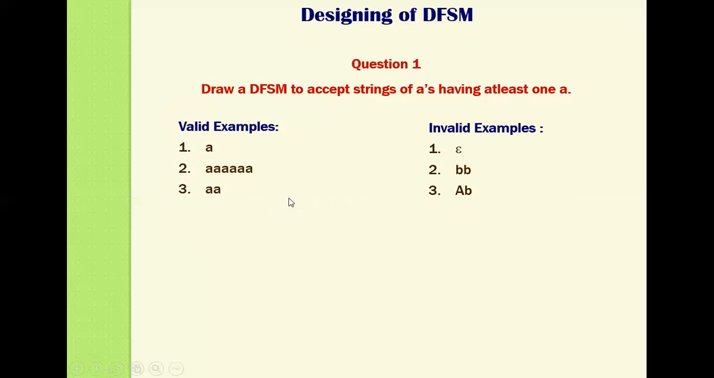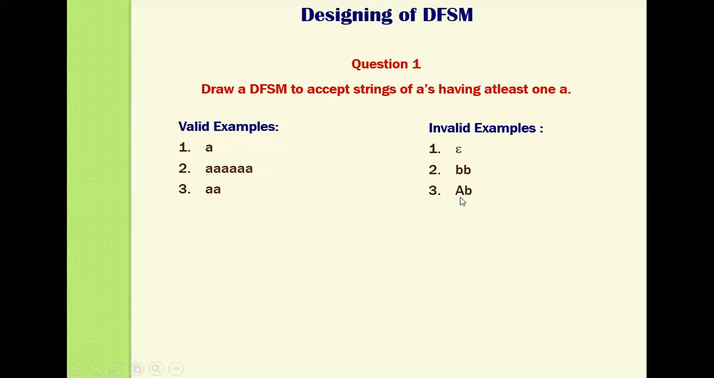Okay, so let us see some invalid examples. The first one is epsilon. Epsilon means empty string. The question is you have to have minimum 1A here, so epsilon cannot be accepted. The second example is B. You should have minimum 1A, and I don't find A anywhere here. And the second thing is that this is consisting of strings of A's. There is no concept of B here. That means your input alphabet is only A. There is no B here, so this is also an invalid string.